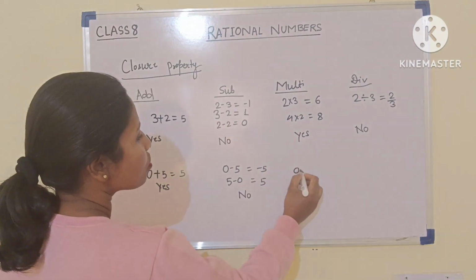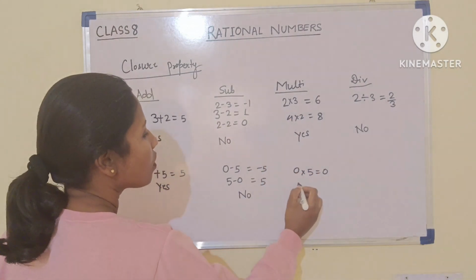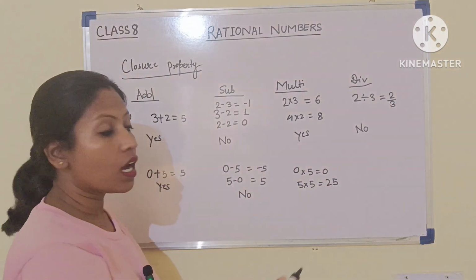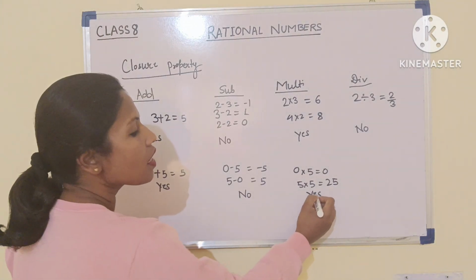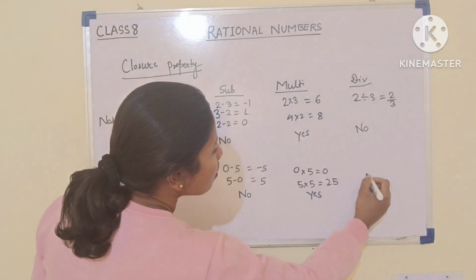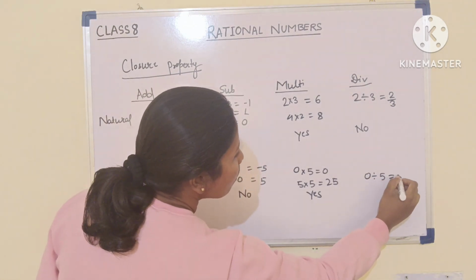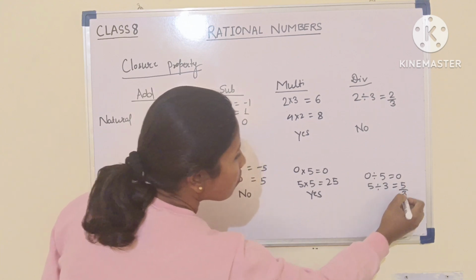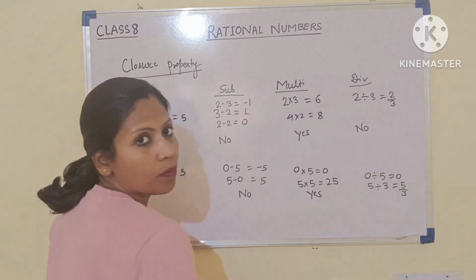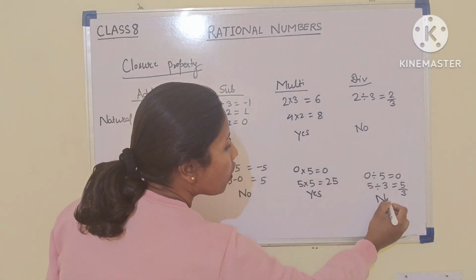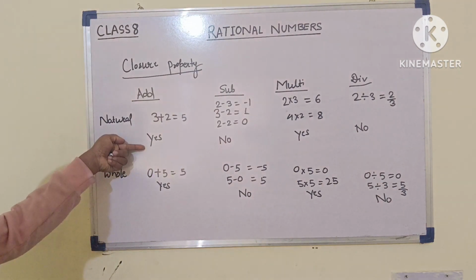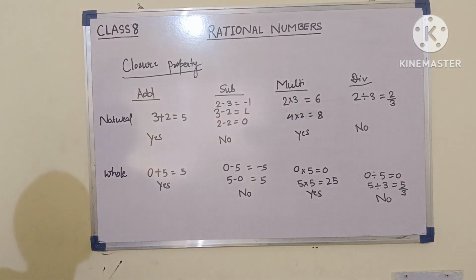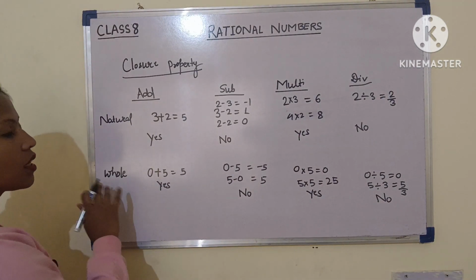Then multiplication. 0 into 5 is 0. 5 into 5 is 25. So yes, when we are multiplying whole numbers, we are getting the product as a whole number. Then division. 0 divided by 5 is 0. 5 divided by 3 comes 5 by 3. So again, it's giving a rational number, which is not a whole number. So you notice, like natural numbers, the same property is getting followed, right? So this was about the natural numbers and whole numbers.